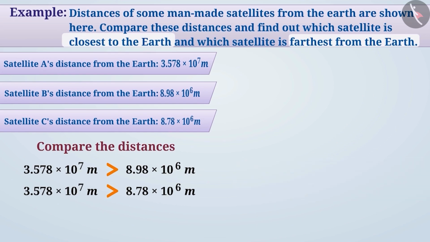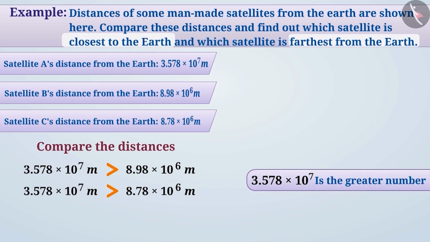In both cases, we can conclude that 3.578 into 10 to the power of 7 is the greater number. Therefore, satellite A is the farthest from the Earth. Now let's find out which satellite is the closest to the Earth.